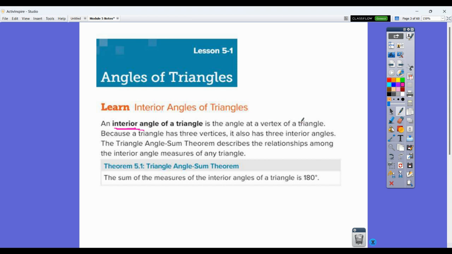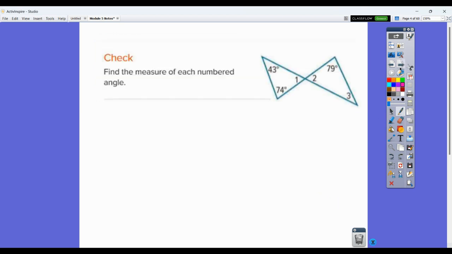An interior angle is the angle at a vertex of a triangle, because a triangle has 3 vertices, it has 3 interior angles. The triangle angle sum theorem describes the relationships among these measures. Okay, so think about that triangle angle sum theorem. So we know we have a triangle. We know we have angles of a triangle. There's 3 of them. And we know that they sum to 180. And that's exactly what this theorem says. Now, somebody did prove this. That's why it's a theorem here. But we're going to just use that idea.